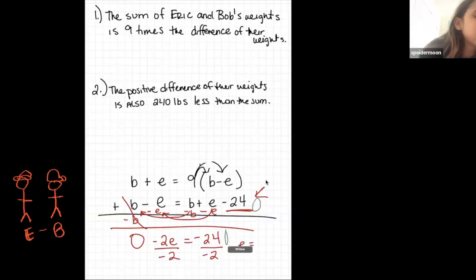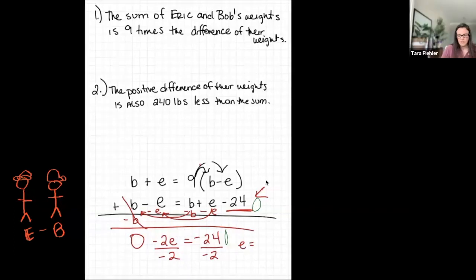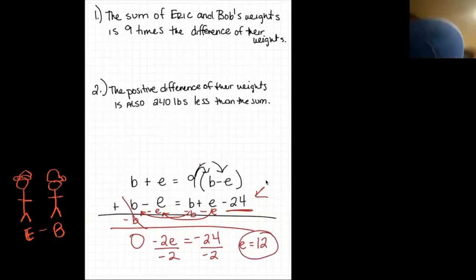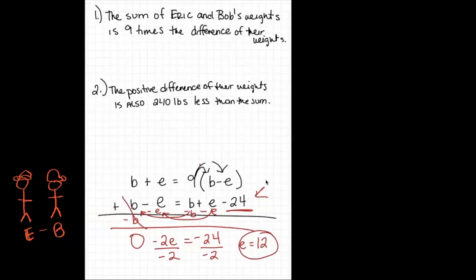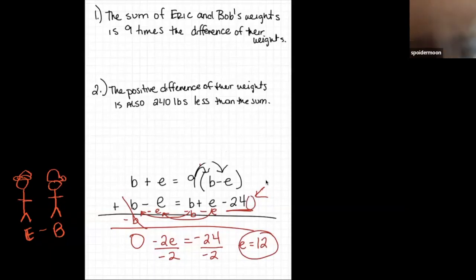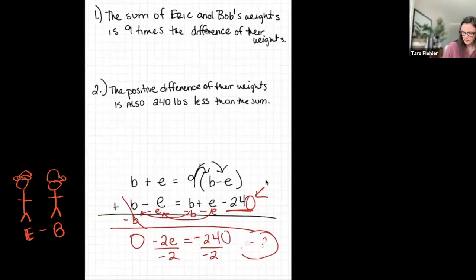Negative 12? A negative divided by a negative is positive. Oh, right, 12. Yes. 24 is supposed to be 240. Oh, okay. Try again then. Thank you for the correction.